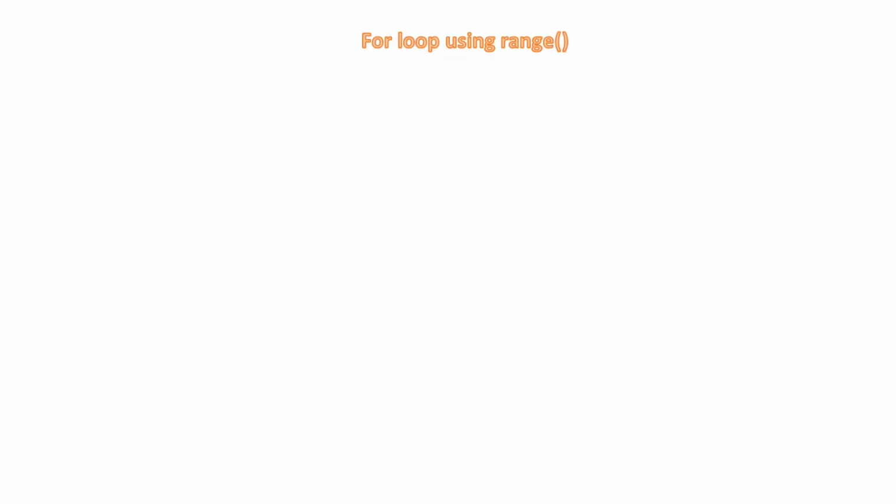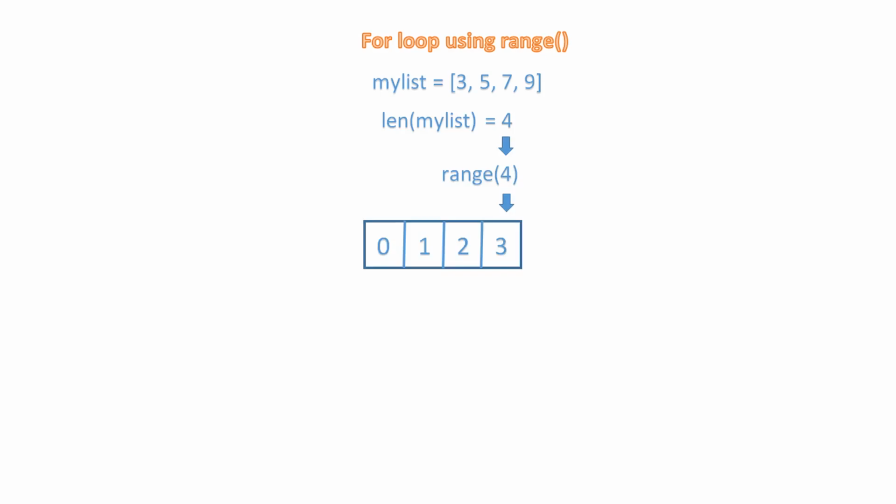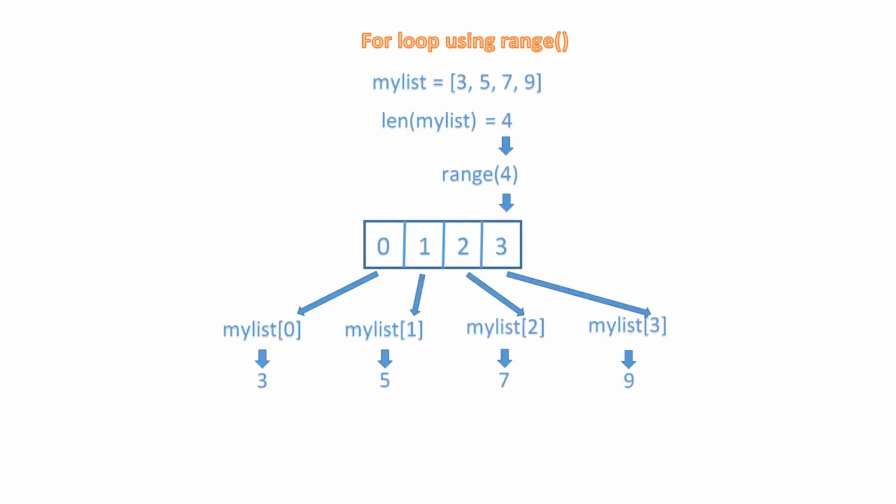For loop using range function. We can also access items from a sequence by using range function along with length function. Consider a list variable mylist is equal to 3, 5, 7, 9. Applying length function on mylist, the output will be 4. Now applying range function on 4, the output will be 0, 1, 2, 3. This output is actually indexes of each item in mylist. Now we can iterate mylist using these indexes.